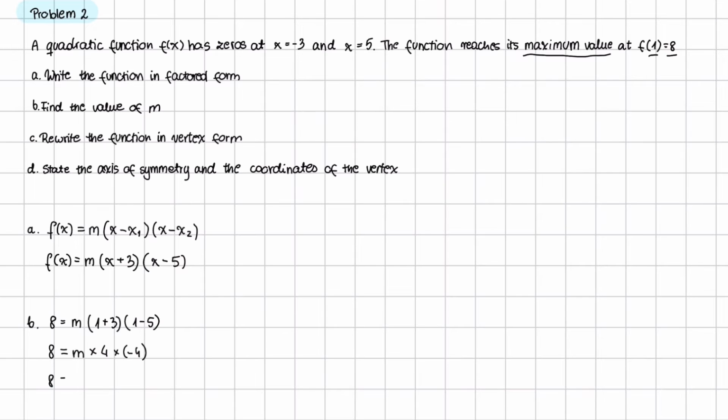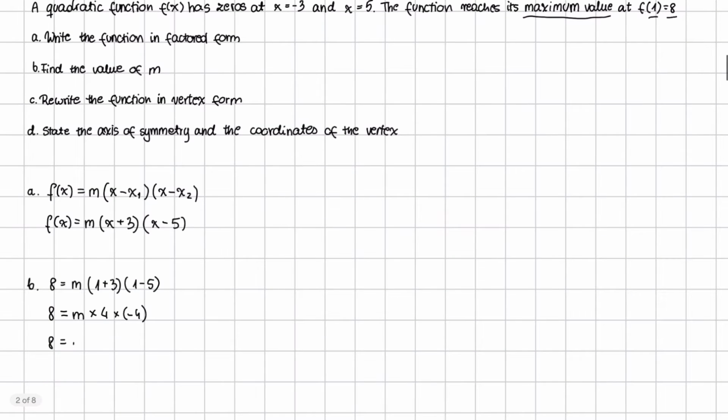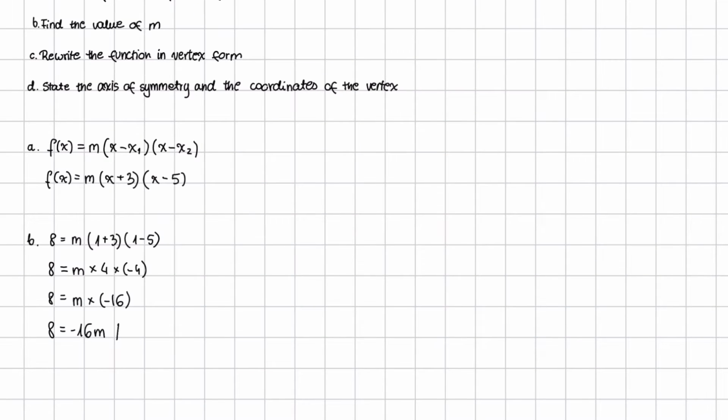So 8 is equal to m times minus 16. So 8 is equal to minus 16m. And now we can divide both sides by minus 16. So we have minus 8 over 16 equals m. So m is minus half. So this is our gradient.